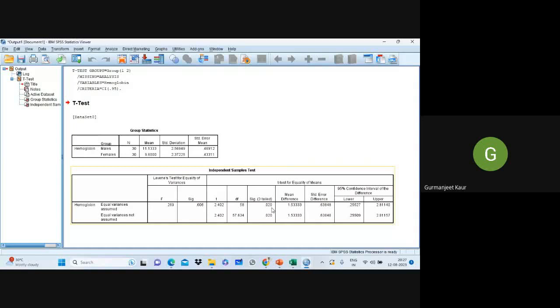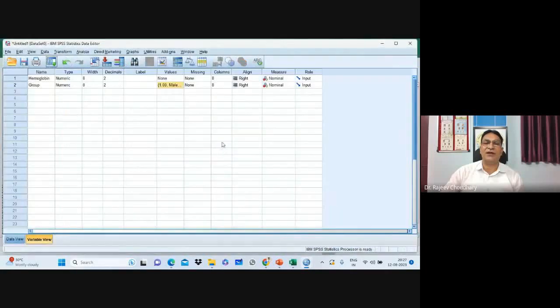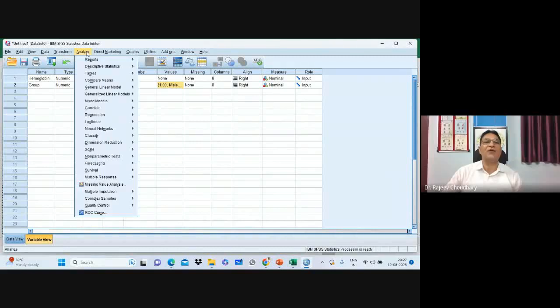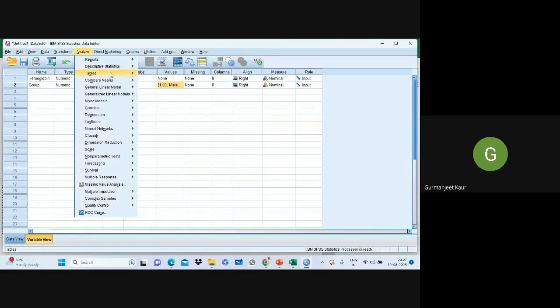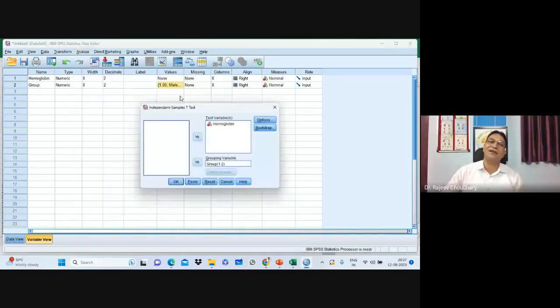Yes, sir. Repetition. Okay, without saving this, I am. Now, madam, you have to tell me, and if you are unable to tell, I will tell. Now, where do we have to click? Analyze. Yes, now compare means. Yes, now independent sample t-test. I click on this.